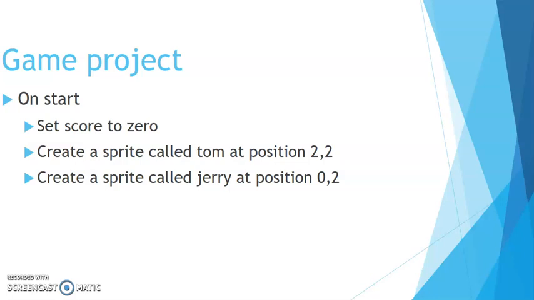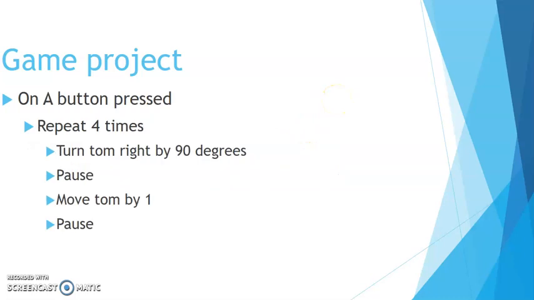And then you can say where you want them to be created. In the case of Tom, we're going to create Tom at position 2, 2, and that is at row 2, column 2. So we're going to go right in the middle of the micro:bit. And then we're going to create a sprite called Jerry at position 0, 2. So we're going to go at the left-hand side down in the middle. So those are going to be our 2 sprites. So that's our initialization done.